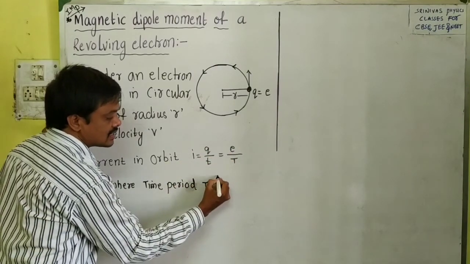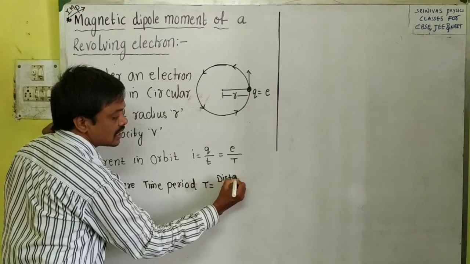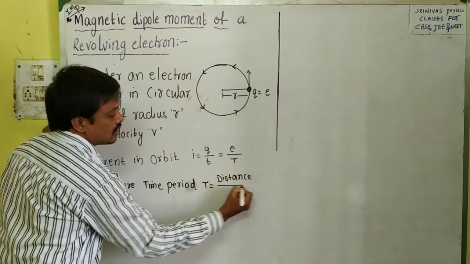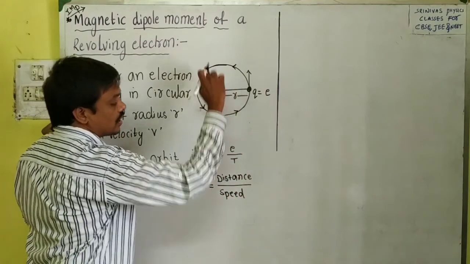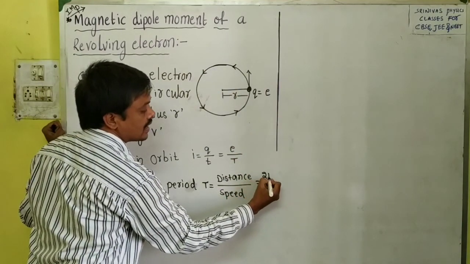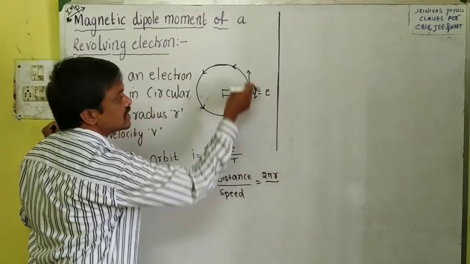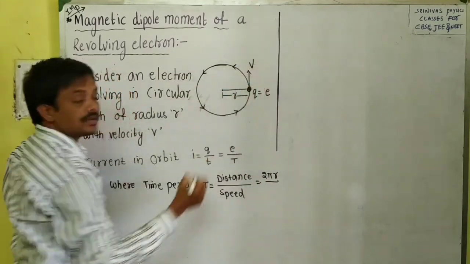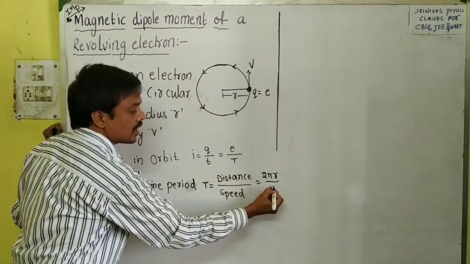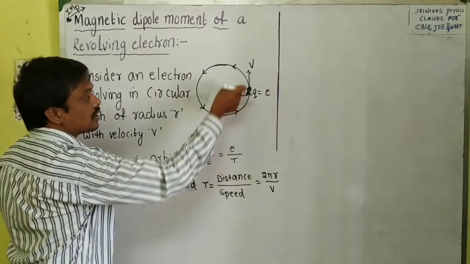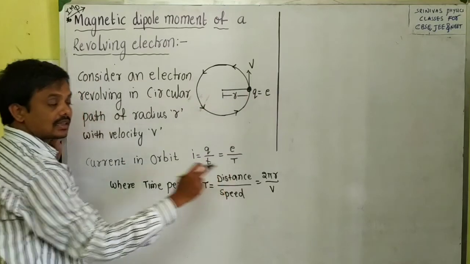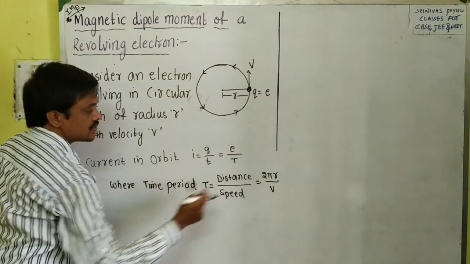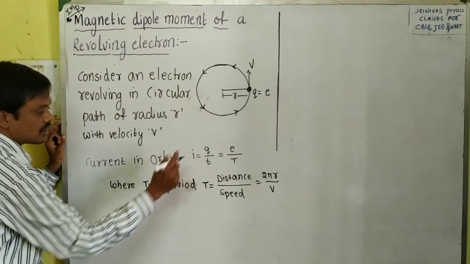The time period we write as distance by speed. How to write the distance? How much distance can it cover in one revolution? That is 2 pi r, the circle length. Its speed is v, the speed with which it is moving. Then T is 2 pi r by v. This we substitute in the above equation.